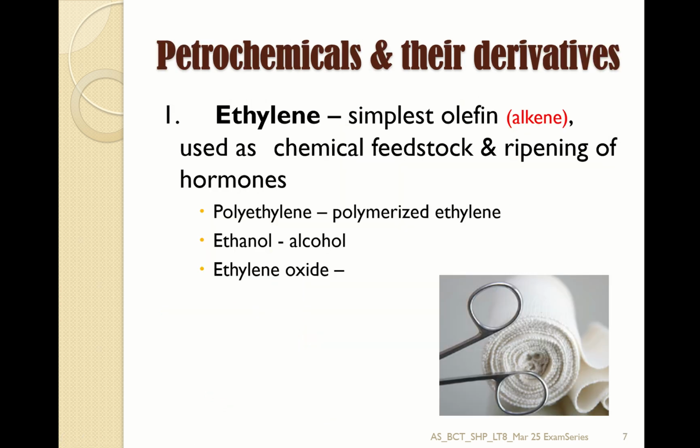These are some of the petrochemicals, and of course there are derivatives that can be produced from crude oil. First one is ethylene. This is a gas. It's the simplest olefin, an alkene, that means it has a double bond. So it can be used to make other chemicals, and also as a ripening agent for your fruits. That means the hormones, right?